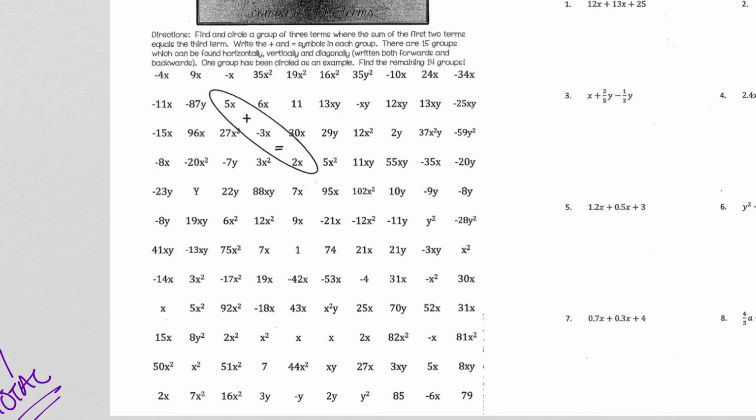Oh, look right here, at the very top left corner. Up here, I have negative 4x and negative 11x. If I take negative 4x plus negative 11x, I would indeed get negative 15x. So there are 17 of those on this side of your page, and your goal is to try and get those done.